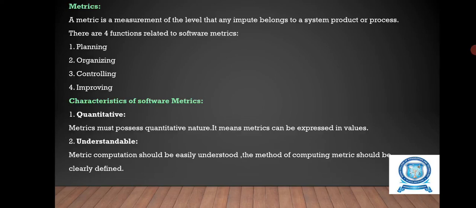There are 4 functions related to software metrics, that is planning, organizing, controlling, improving. Characteristics of software metrics. Quantitative: metrics must possess quantitative nature. It means metrics can be expressed in values. Understandable: metric computation should be easily understood. The method of computing metrics should be clearly defined.